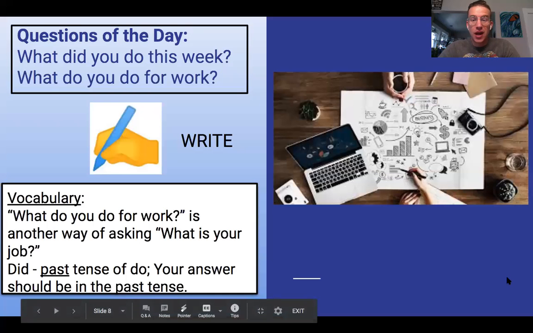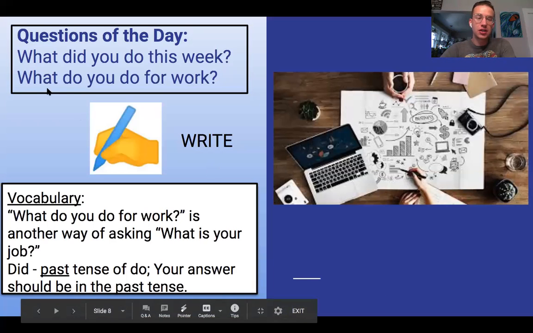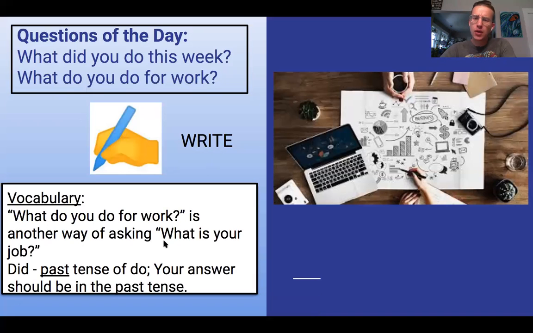Okay, so while we were in class, we answered these two questions. What did you do this week and what do you do for work? With the first question, we are practicing the past tense. What did I do yesterday? What did I do 2 days ago? What did I do earlier this week? So all of our answers were things that we already did. The second question, what do you do for work, is another way of asking, what's your job?